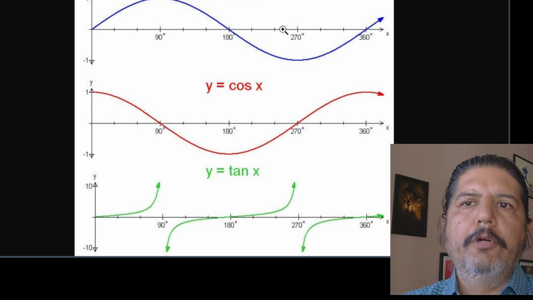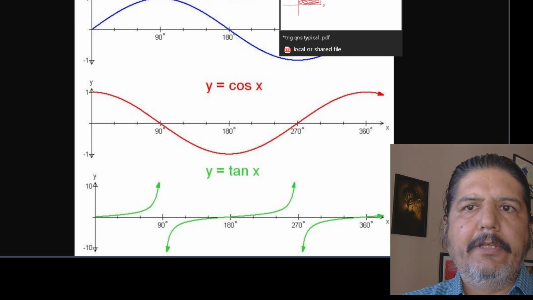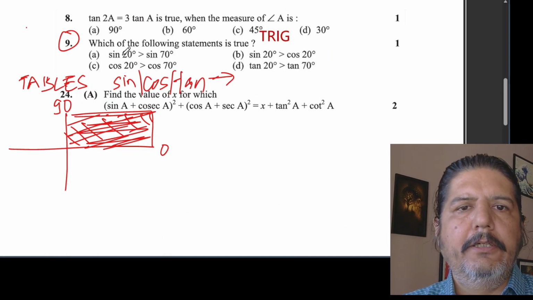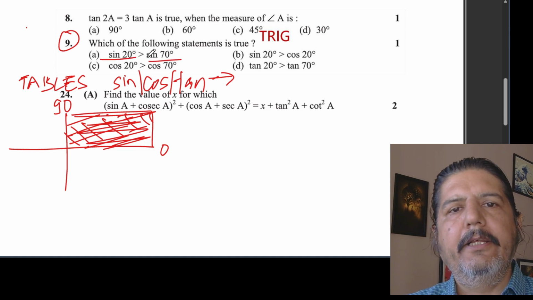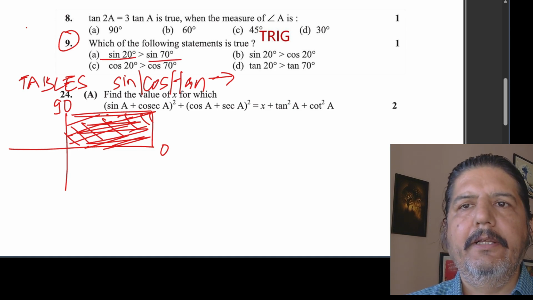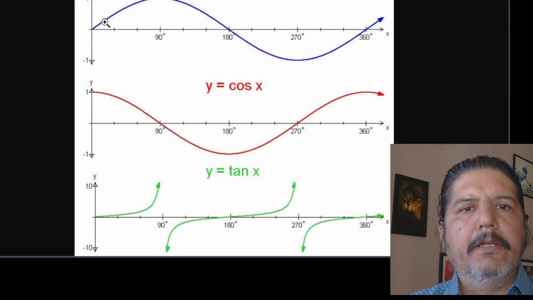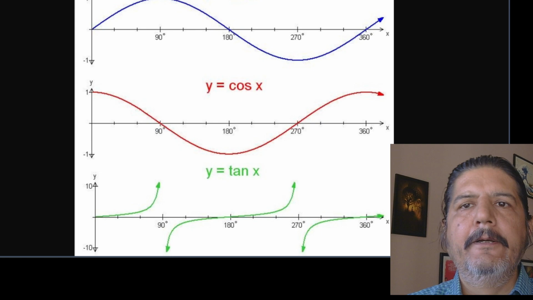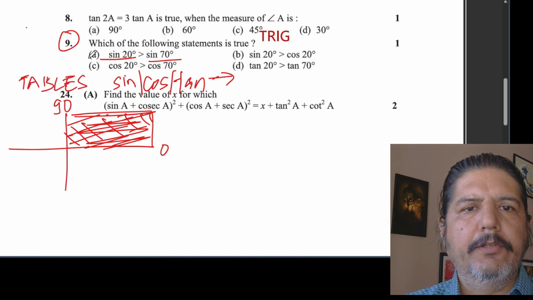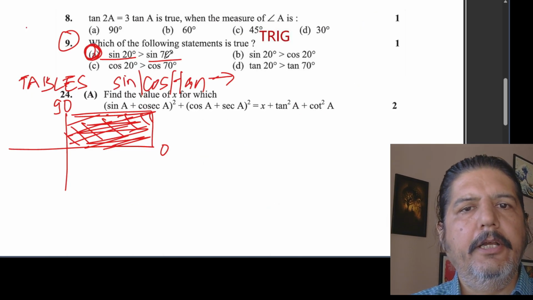I won't go into the details, but the second way in which this question can be done is, sine 20 degrees and sine 70 degrees. You know that sine 20 degrees would be less than sine 70 degrees if you understand this graph, because you understand that sine is an increasing function. So 20 degrees would be somewhere here, and 70 degrees would be somewhere here. Looking at the graph, we can make out that this answer is true.